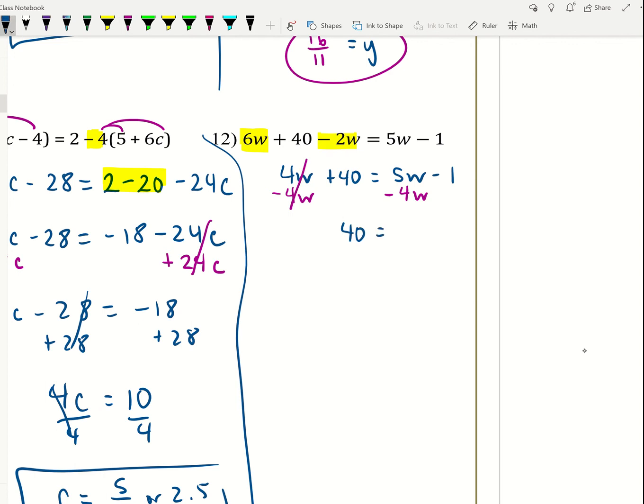5w minus 4w is 1w. I usually don't write the 1. And then I'll add 1 to both sides to continue isolating w. And I'll get w is 41. And that is the end of our notes for topic 1.